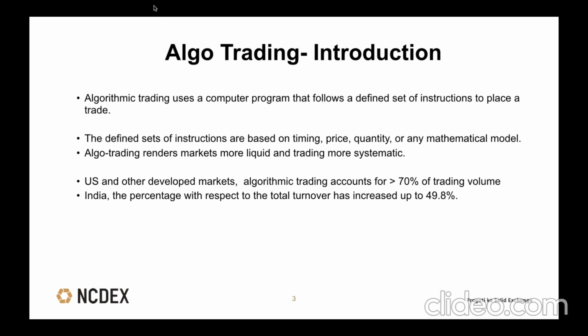Algo trading renders more liquidity in the market, and it makes trading more systematic. If we talk about how much of the market is doing algorithmic trading, the US and developed markets take care of almost 70% of the trading volume. And in India, in total, it's almost around 50%.